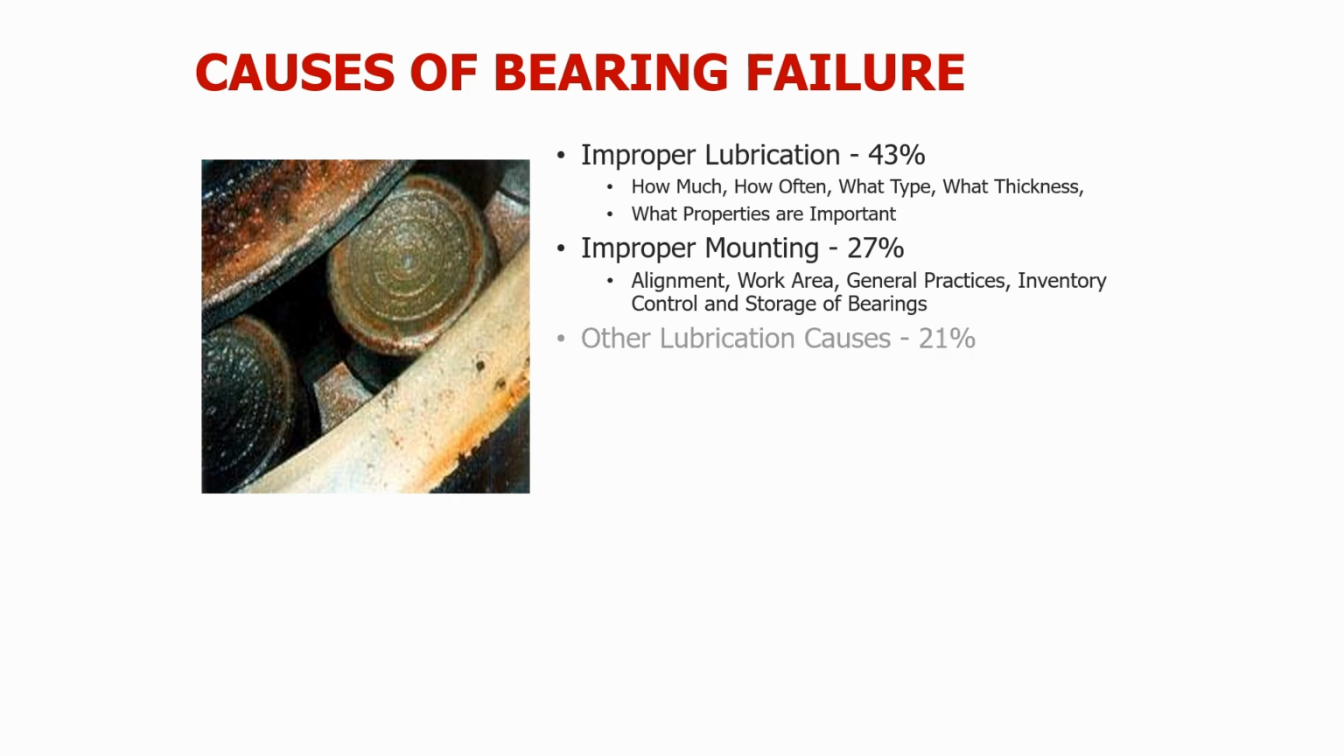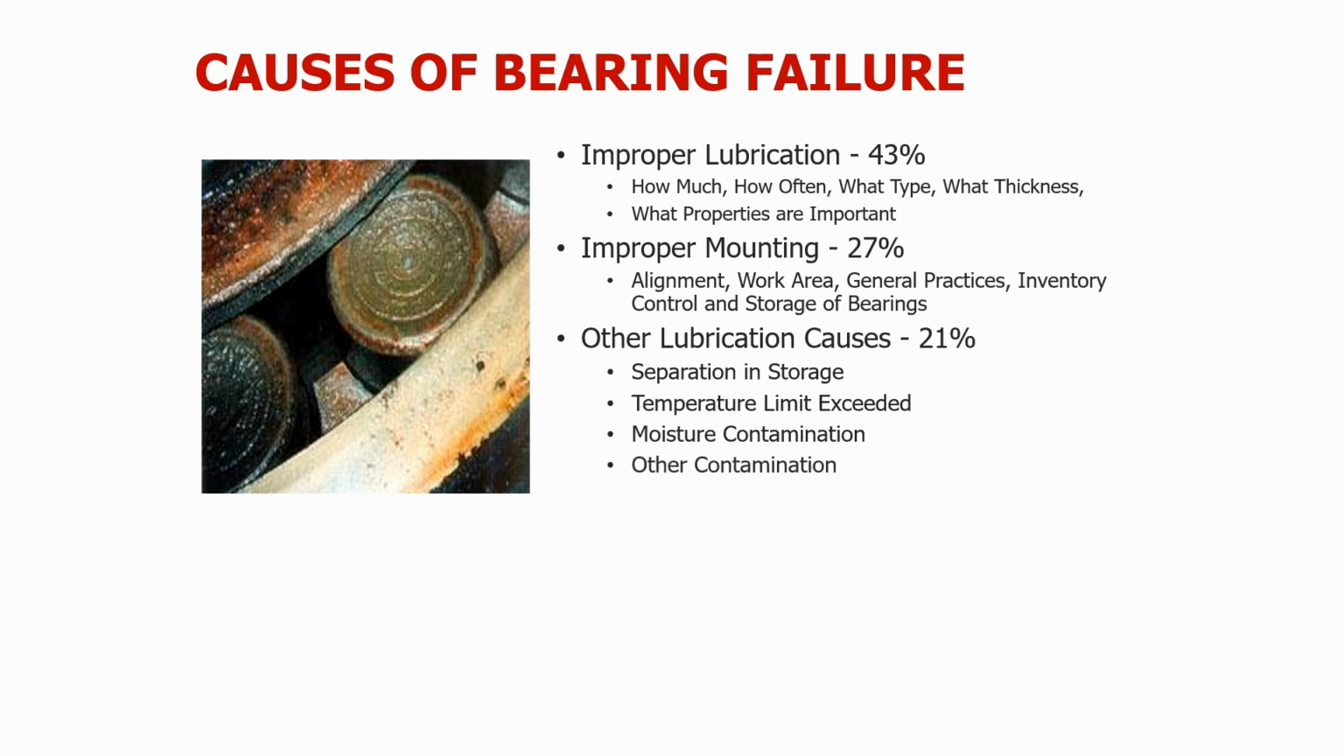3. Other lubrication causes, 21%. Other lubrication-related issues not directly tied to improper lubrication practices. Separation in storage, bearings can get separated from their lubricants during storage. Temperature limits exceeded, operating the bearings beyond their temperature limits. Moisture contamination, water or other moisture getting into the bearing. Other contaminations, other forms of contamination affecting the bearing's performance.